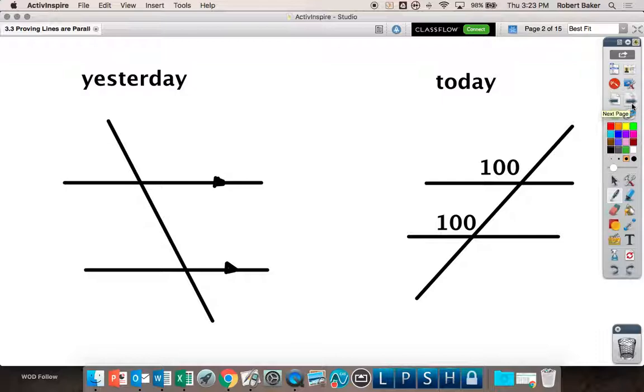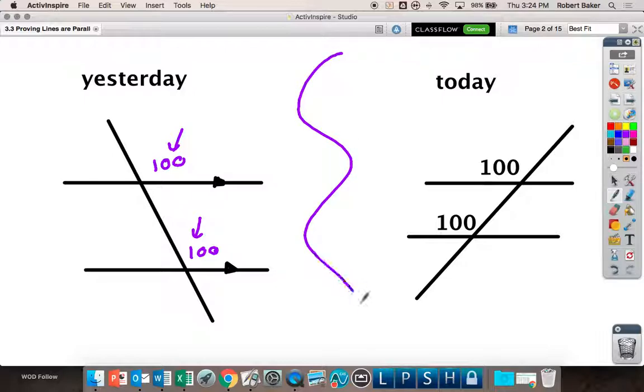Yesterday we did this. I told you that this line and this line are parallel, and you knew that because they were marked as parallel. And I asked you, once you know these two lines are parallel, what can you conclude about a specific set of angles? Okay, so you're saying that angles can be the same. Now because these lines are parallel, you know that these angles are equal. That was yesterday.